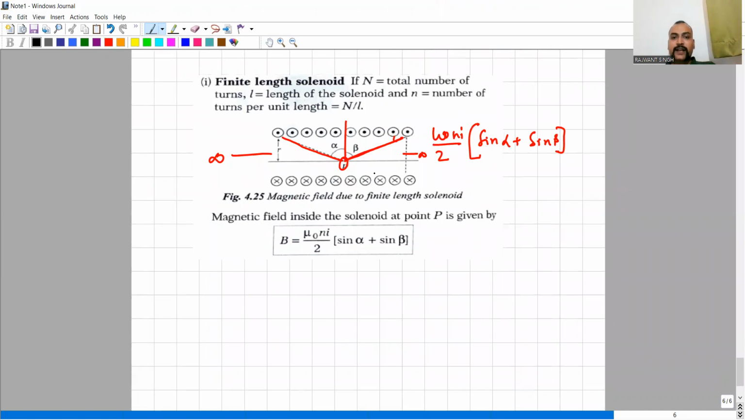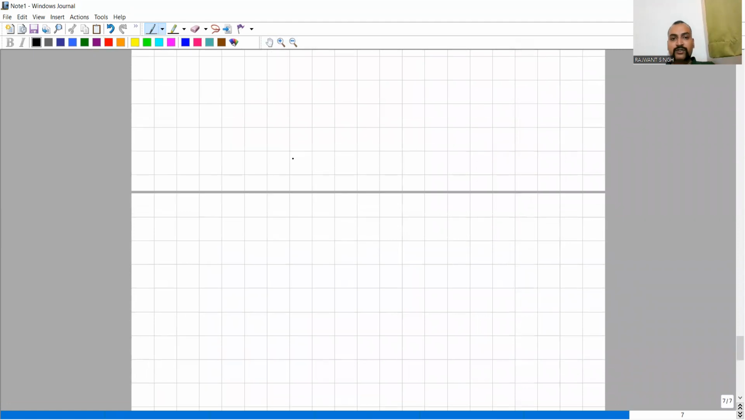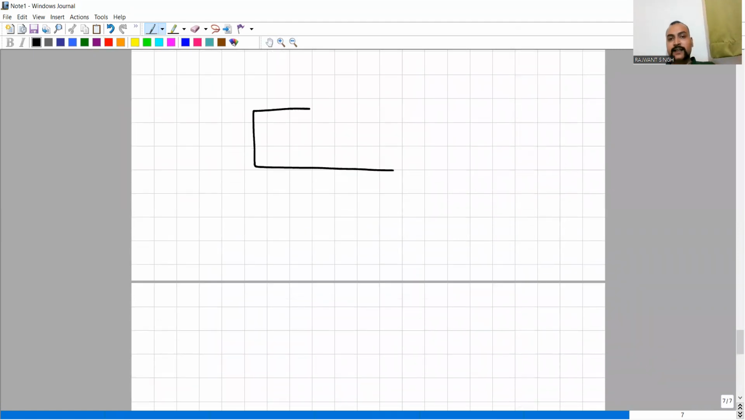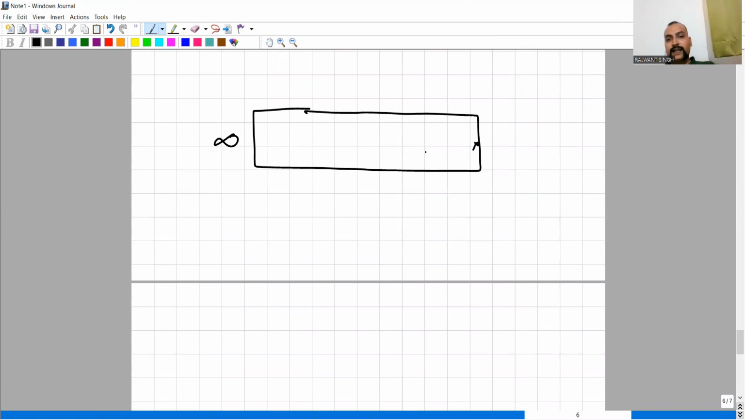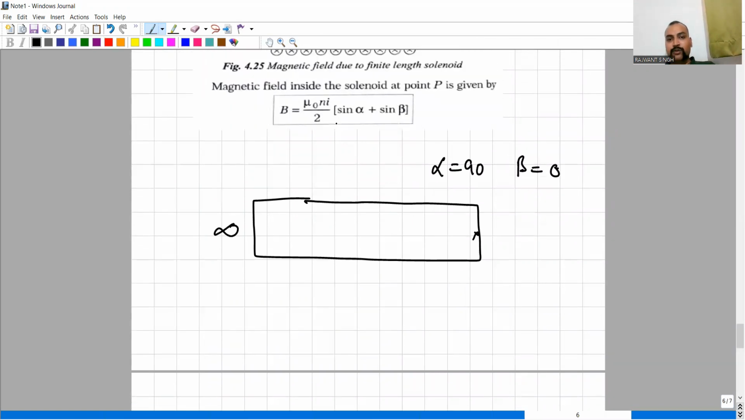You can also find the magnetic field at one of the ends of the solenoid. Considering one end of the solenoid, one end will be somewhat here, and the other end of the solenoid is considered as infinite. So in that case, your alpha will become 90 and beta will become 0. In this formula, sine alpha and sine beta, this will become 1 and this will become 0. So your magnetic field at one end will be half times mu naught n i.